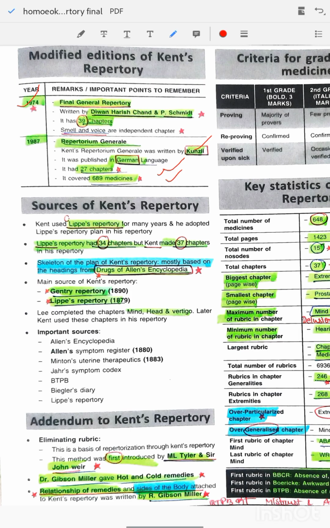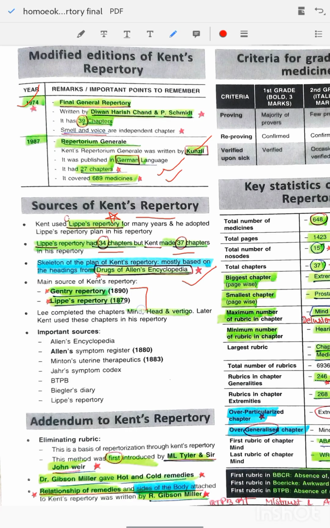What were the sources of Kent repertory? It is very important. Kent used Lippe repertory. For many years, he adopted Lippe repertory plan in his repertory. Lippe repertory has 34 chapters, but Kent made 37 chapters in his repertory. The skeleton of the plan of Kent repertory is mostly based on the headings of Allen's Encyclopedia of drugs. Means the chapters he has taken somewhere idea from Lippe's repertory, and the skeleton of the whole repertory was taken from the encyclopedia of drugs.